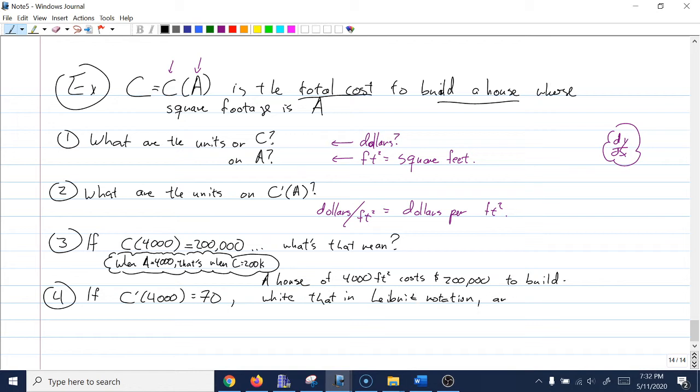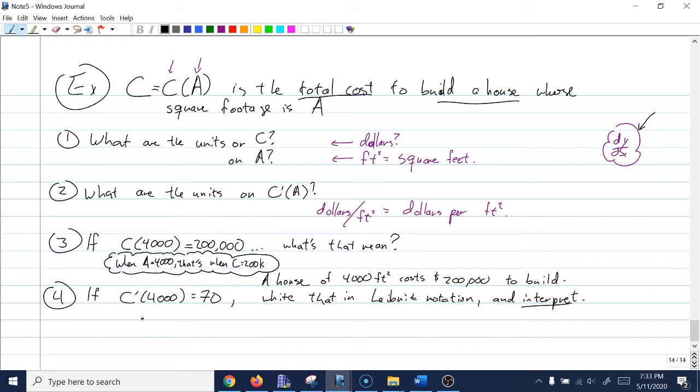And interpret. Interpret means write a sentence that says what that means. A sentence about a house, not a sentence about derivatives. Let's start with the Leibniz notation. The Leibniz notation is the dy dx thing, but our letters aren't x and y. It's got to be d something, d something.